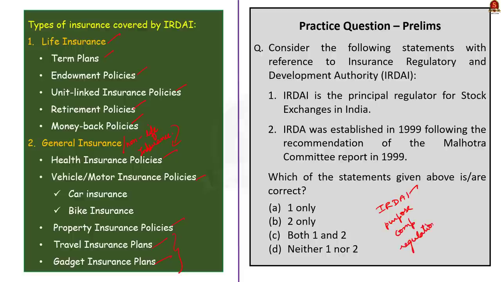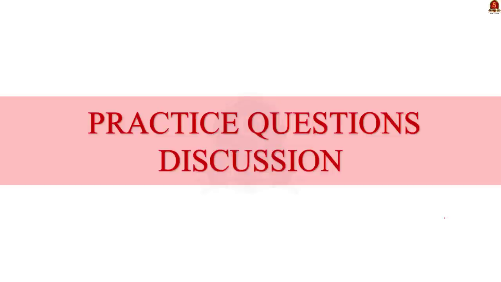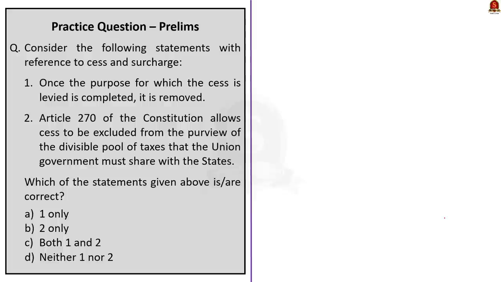With these key points in mind, now let's move on to the next part of the news article discussion, that is to discuss preliminary practice questions. Now look at this first question. Consider the following statements with reference to Cess and surcharge. Let's take up the first statement. Once the purpose for which the Cess is levied is completed, it is removed. See, this statement is correct. A Cess is not a permanent source of revenue for government. And once the purpose for which the Cess is levied is completed, it is removed. So statement 1 is correct.